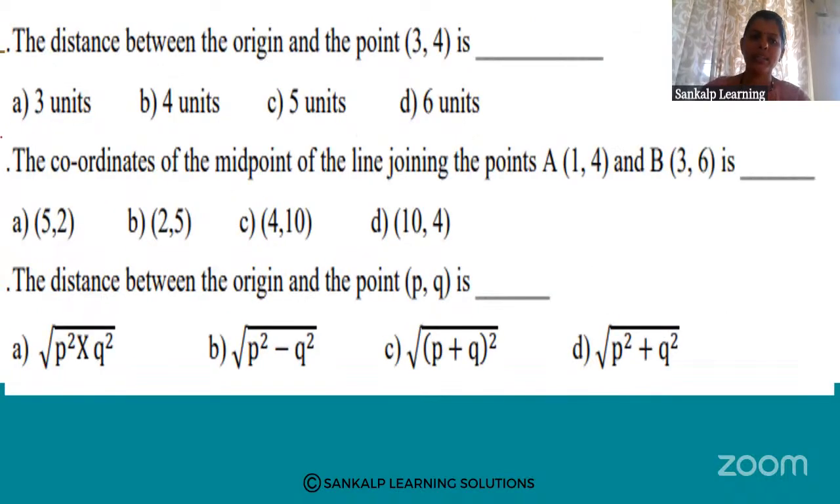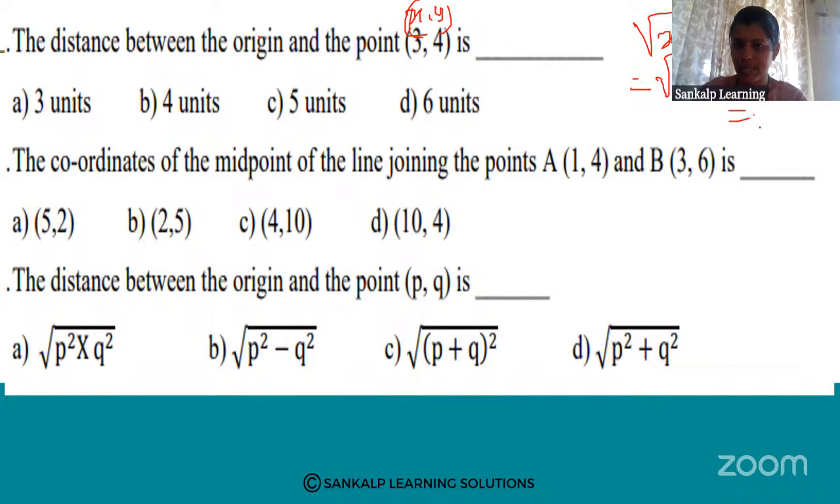Remember, for the distance between the origin and the point, here also we are going to use the formula square root of x square plus y square. Why? Because the distance between the origin and the point (x, y) is, as we just saw, the square root of x square plus y square. So what is the value of x here? x is 3, so 3 square plus y is 4, 4 square. So 3 square is 9 and 4 square is 16.